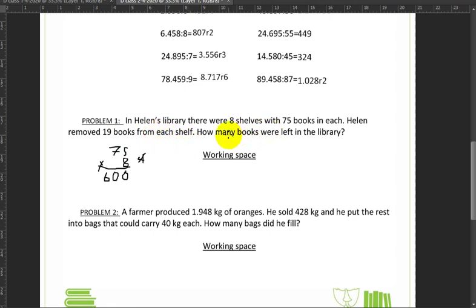Okay, so there were 2 ways to do this. We could have actually just done, since there are 75 on each shelf, firstly 75 take away 19 and then multiplied by 8. Another way to do that is find the total number of books she removed, which is a longer way, but since we're already this far.